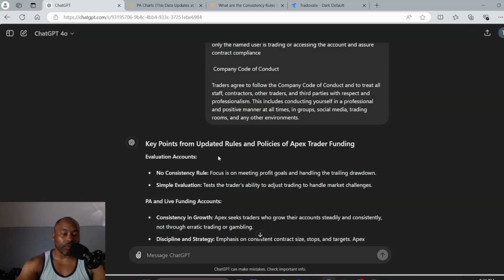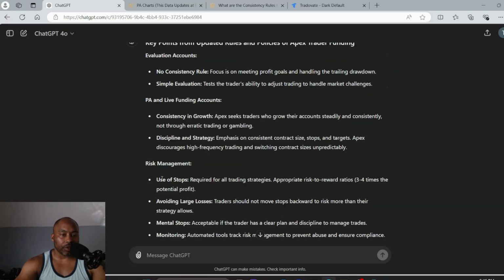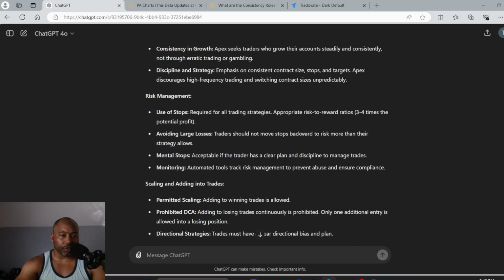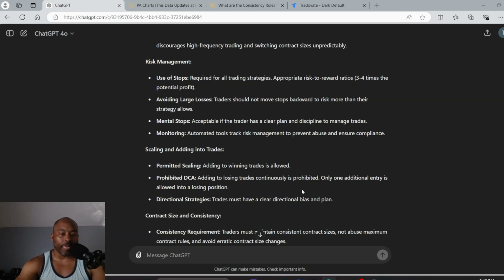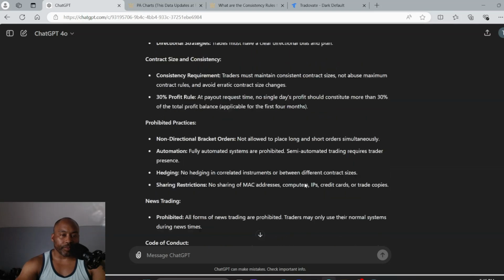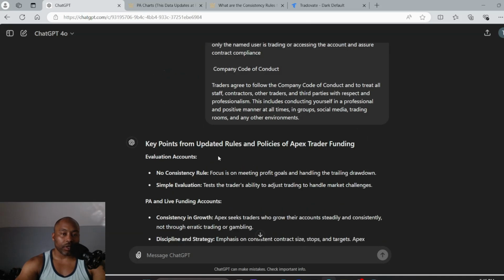It spat out the rules, making sure that it understood. So no consistency rule, simple evaluations. I'm just looking for the DCA now. Discipline strategy, right here. Prohibited DCA. Adding to a losing trade continuously is prohibited. Only one additional entry is allowed into a losing position. Beautiful. Right? Gave me a little bit more information. No trading on the news. Even I understood that it understood.